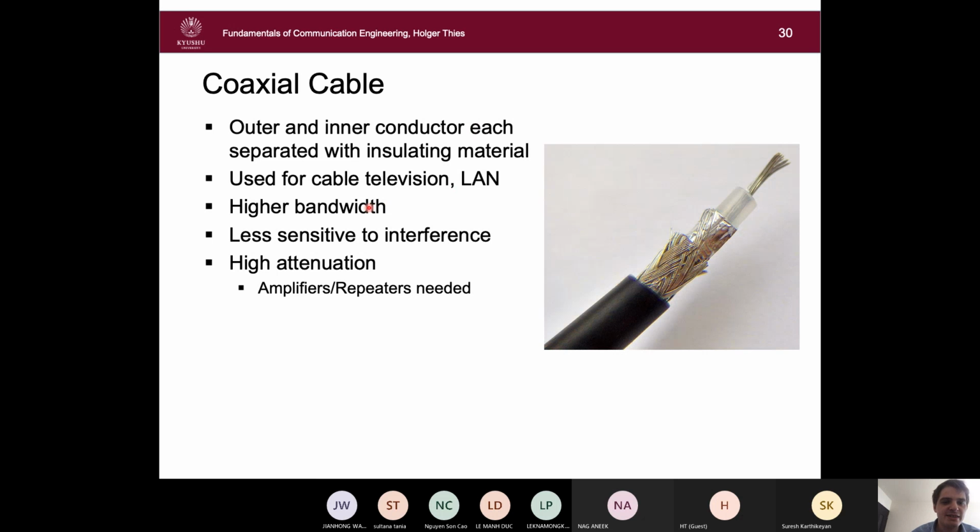It has the advantage that we have a higher bandwidth, which is why it is good for television, which needs a higher bandwidth than, for example, telephone, and it's less sensitive to interference. But it has the disadvantage that it has a high attenuation. That means the signal strength gets reduced quickly over a long distance. So reduction of the signal strength over distance is called attenuation. And this is why often amplifiers or repeaters are needed if we use this kind of cable, or it can be only used for short distance.